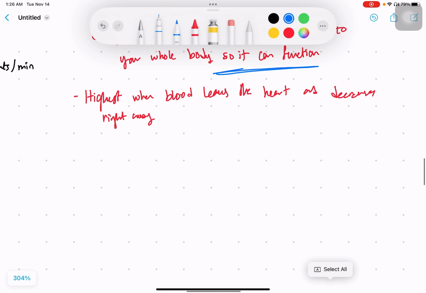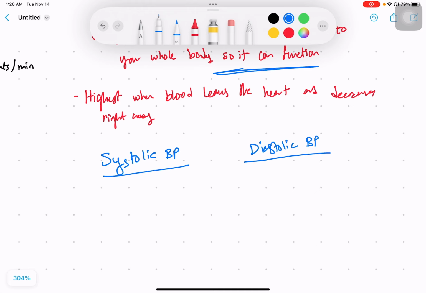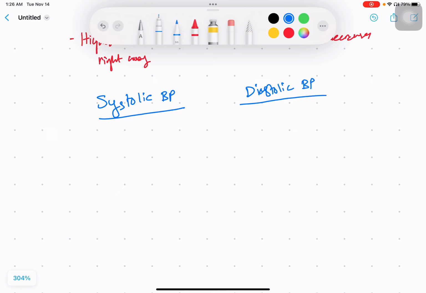So we're talking about the systolic and diastolic blood pressure. So what do those mean? The systolic blood pressure is the pressure when the heart beats, and the diastolic is when the heart relaxes. So this number is higher than this number. Normally it's going to be 120 over 80.